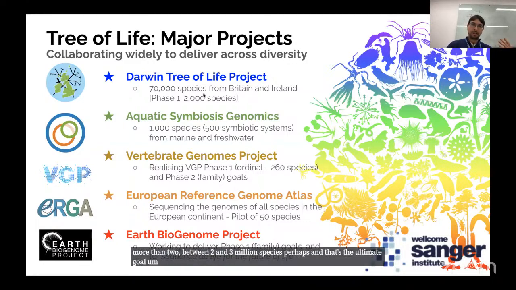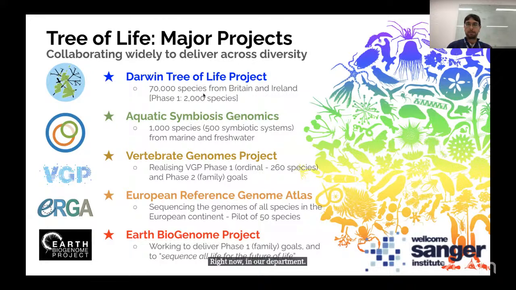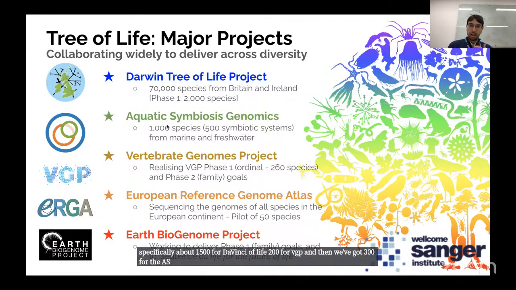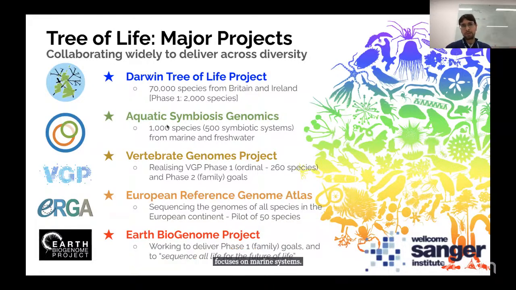Right now, in our department, we have, I think, just sequenced about 2,000 species, so making a high quality reference genome assembly. That's across a variety of projects, specifically about 1,500 for Darwin Tree of Life, 200 for VGP, and then we've got a few hundred for the ASG project, which focuses on marine systems. That just gives you an overview of how broad our endeavor is.